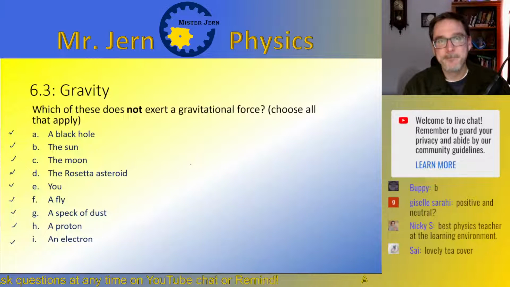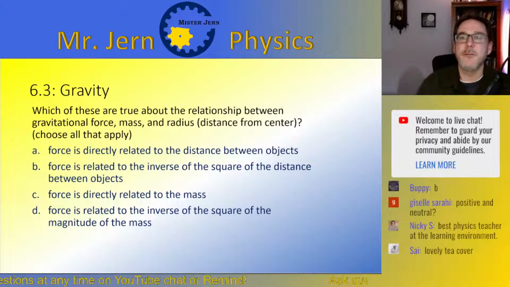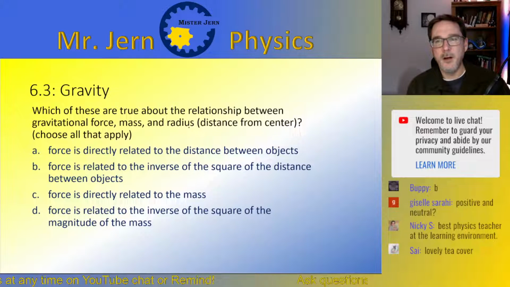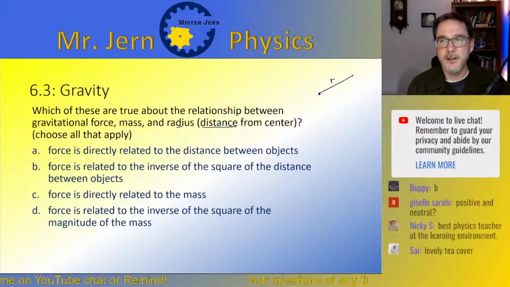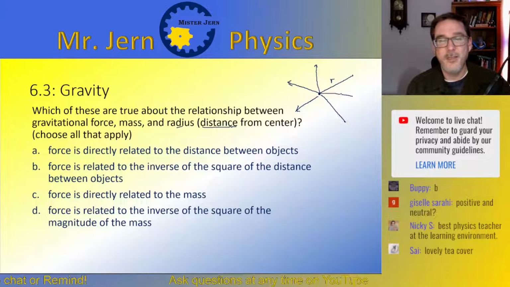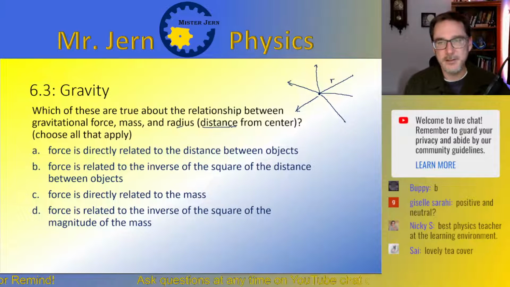And gravity. Which of these are true about the relationship between the gravitational force, mass, and the radius, or the distance from the center? Choose all that apply. Radius is just another word for distance, because we're talking about something that goes out in all directions in a sphere. When you talk about the distance from the center of something, that's a radius. So that's why you'll sometimes see the radius instead of distance.